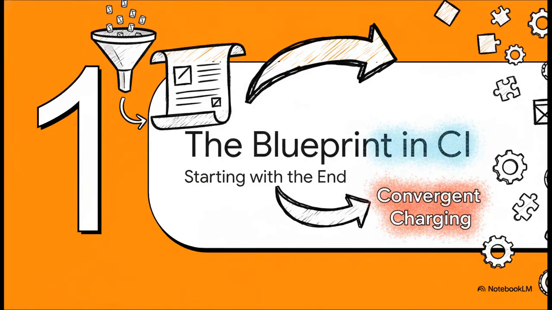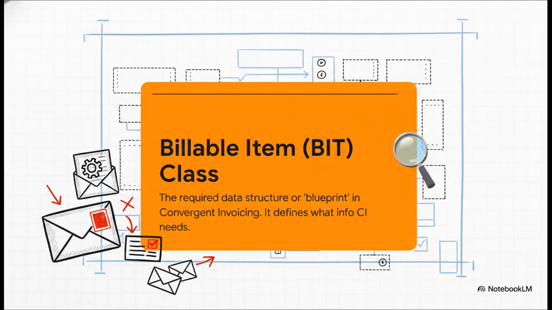Now, you'd think the whole process would start in Convergent Charging, right? I mean, that's where the data is being created. But here's the twist, and it's a little counterintuitive. It's actually the other way around. To get this connection right, we have to start at the end. We begin by defining what the destination system, what CI, is willing to accept. And this is where something called the billable item class, or BIT class for short, comes into play.